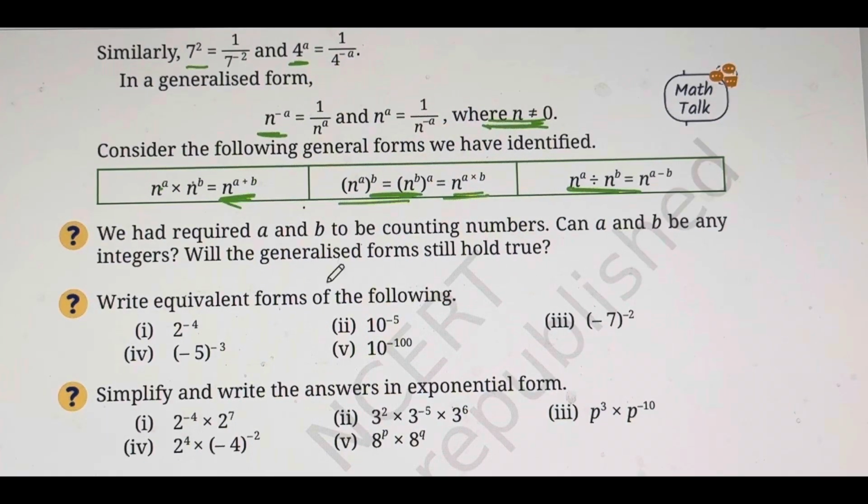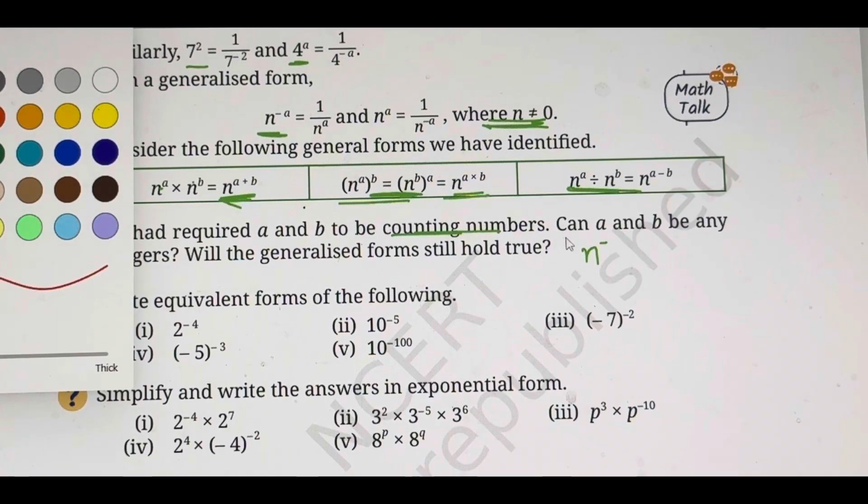So we had required a and b to be counting numbers. This is important. Can a and b be any integers? So will the generalized formula still hold true? So if they are integers, suppose the power is negative. So let us see. Suppose I take n raised to, instead of n, let me take it as some number.